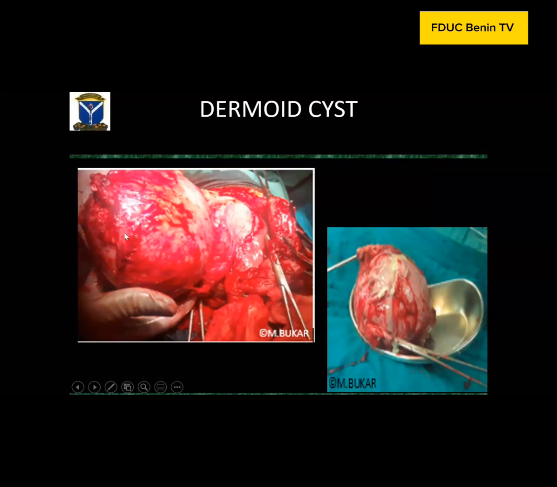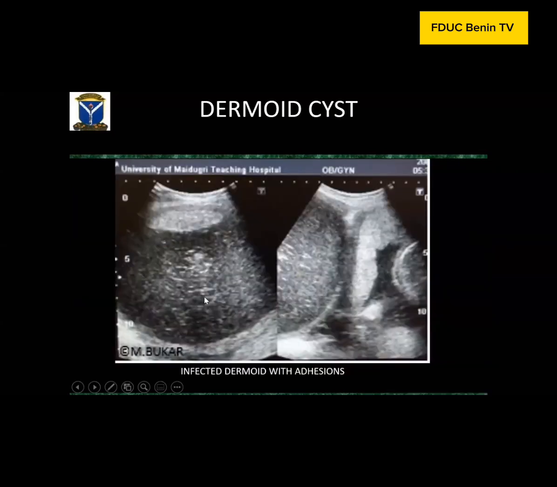Yeah, look at the cyst. When it ruptured, the content was pus. So it was a case of an infected dermoid, but we didn't make that diagnosis earlier on. When I went back and looked at this image again, I realized that yes, this is not typical. So probably that is why we missed it.